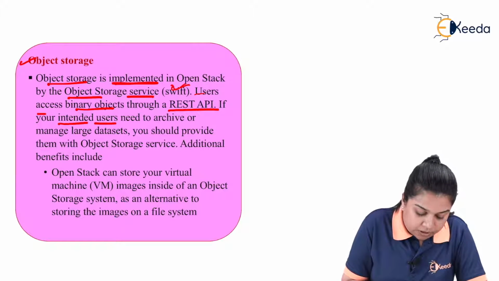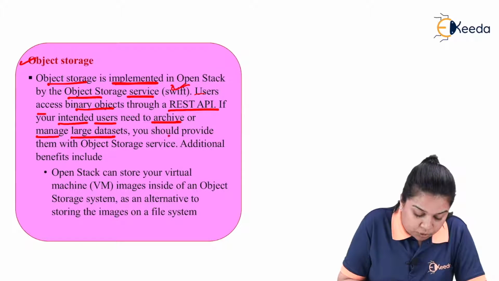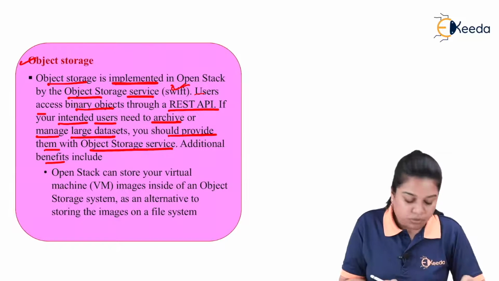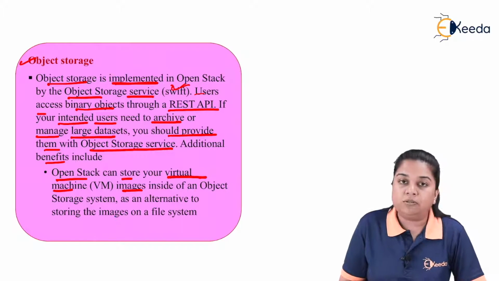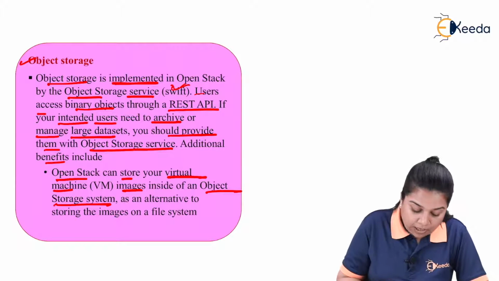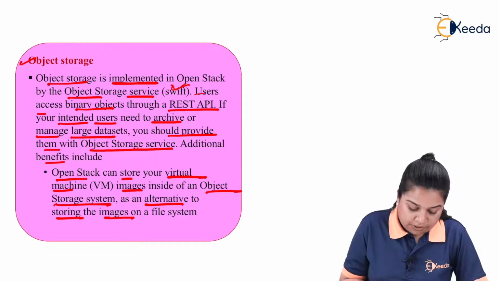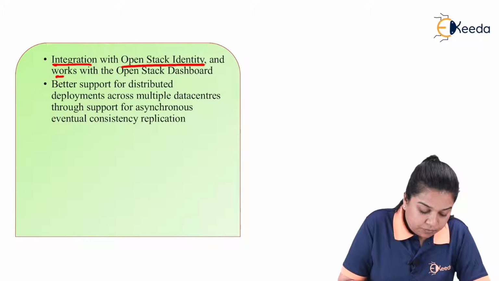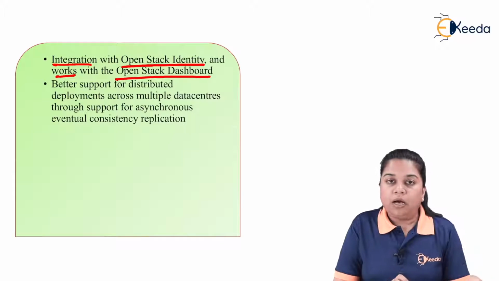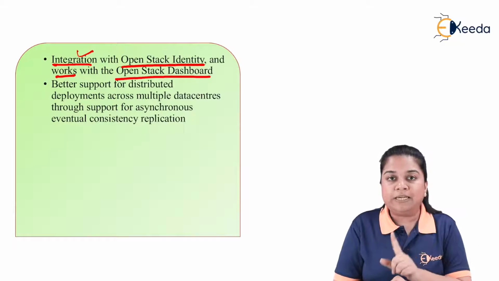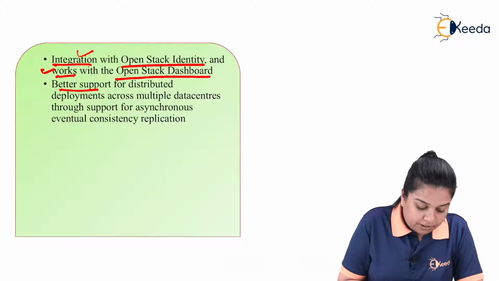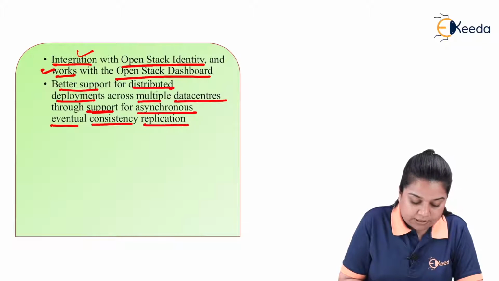If the intended users need to archive or manage large data sets, you should provide them with the object storage service. Additional benefits of object storage include: OpenStack can store virtual machine images inside an object storage system as an alternative to storing the images on a file system. It integrates with OpenStack identity and works with the OpenStack dashboard. It also has better support for distributed deployments across multiple data centers through support for asynchronous eventual consistency replication.